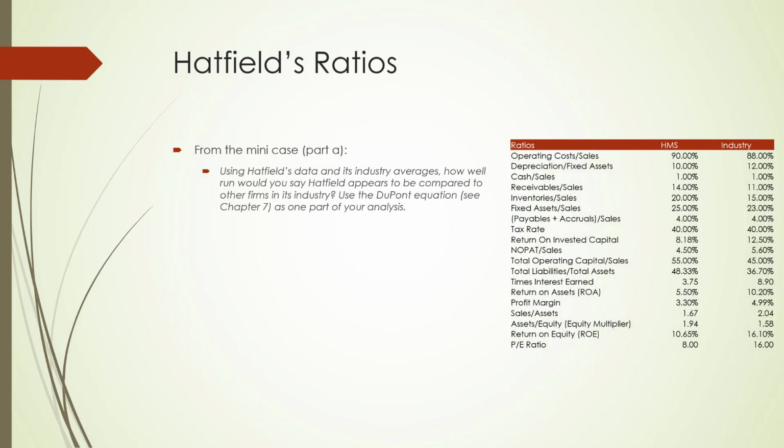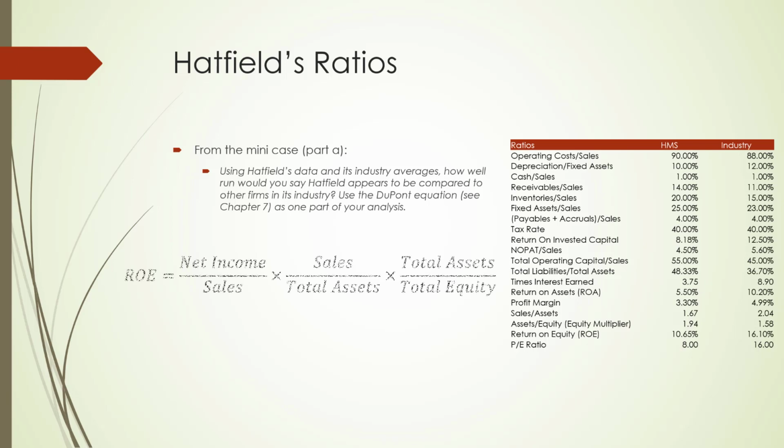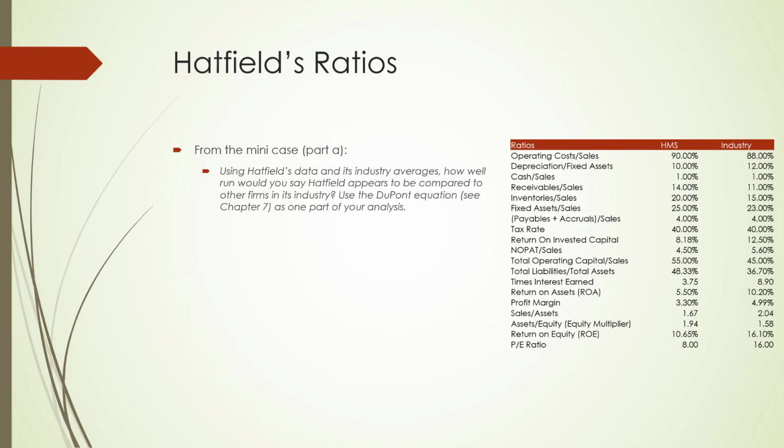Okay, in the mini case, they give us a bunch of financial ratios for Hatfield Medical Supply and for the industry. And question A says, using Hatfield's data and its industry averages, how well run would you say Hatfield appears to be compared to other firms in the industry? And then also use the DuPont equation as one part of your analysis. So remember, in Chapter 7, we looked at financial ratios, and as a part of that, we did the DuPont equation. And remember, the DuPont equation breaks down the firm's return on equity into three pieces. So we'll do that here in a minute.